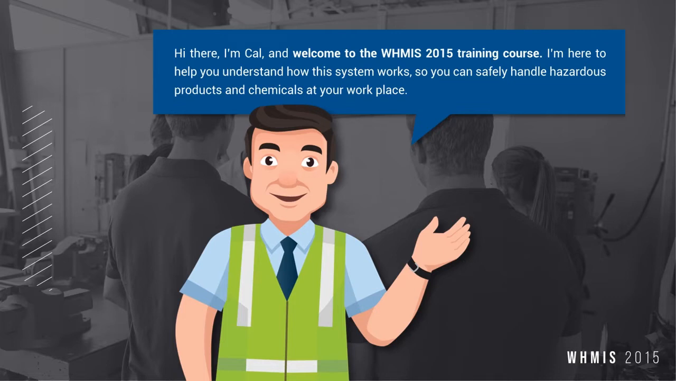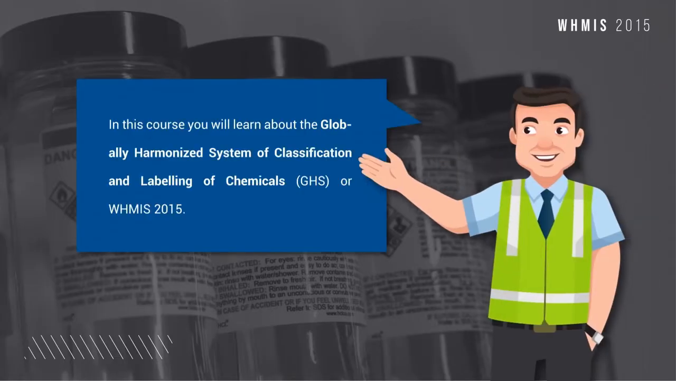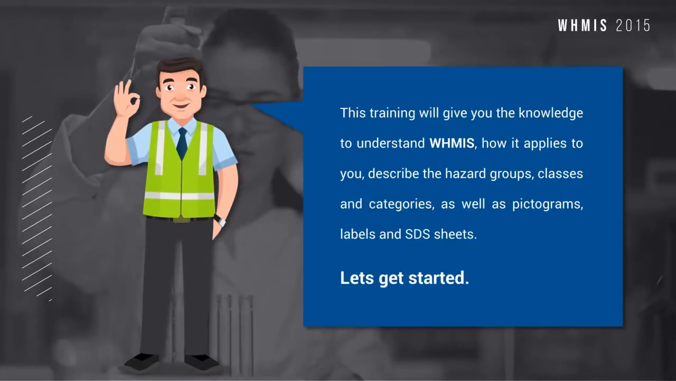I'm here to help you understand how the system works so you can safely handle hazardous products and chemicals at work. In this course, you'll learn about the Globally Harmonized System of Classification and Labeling of Chemicals, GHS, or WHMIS 2015. This training will give you the knowledge to understand WHMIS, how it applies to you, describe the hazard groups, classes, and categories, as well as pictograms, labels, and SDS sheets. Let's get started.